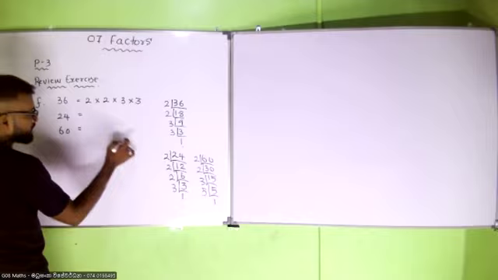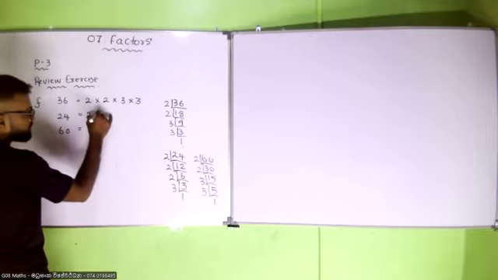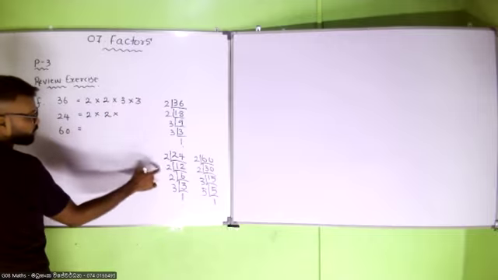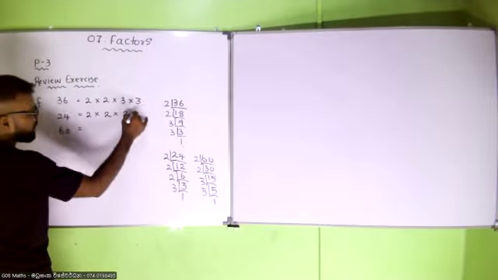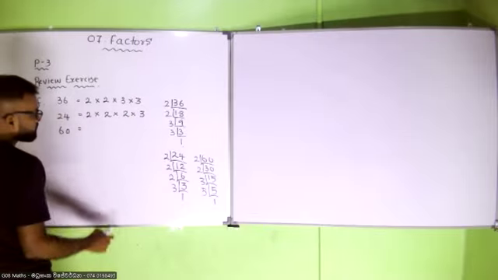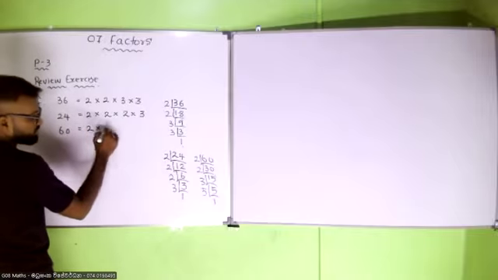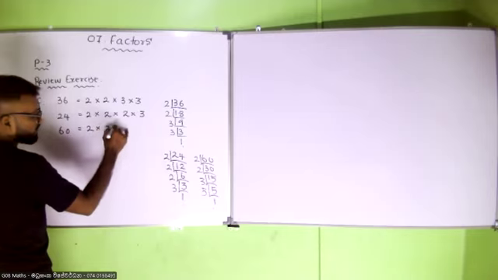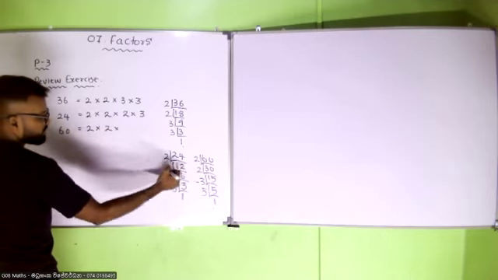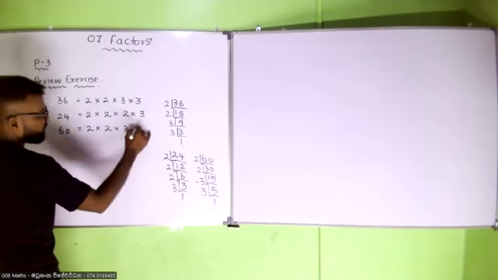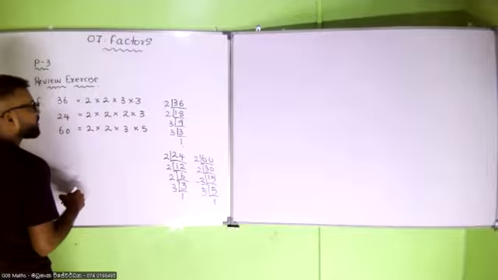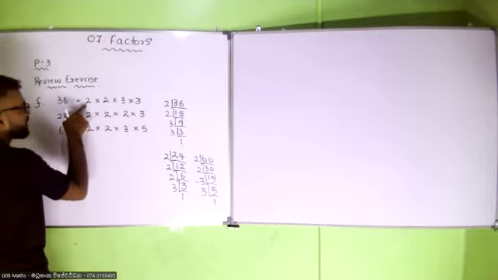24 can be represented as 2 times 2 times 2 times 3. 60 can be represented as 2 times 2 times 3 times 5. Alright, okay. Now I am going to find the common factor.